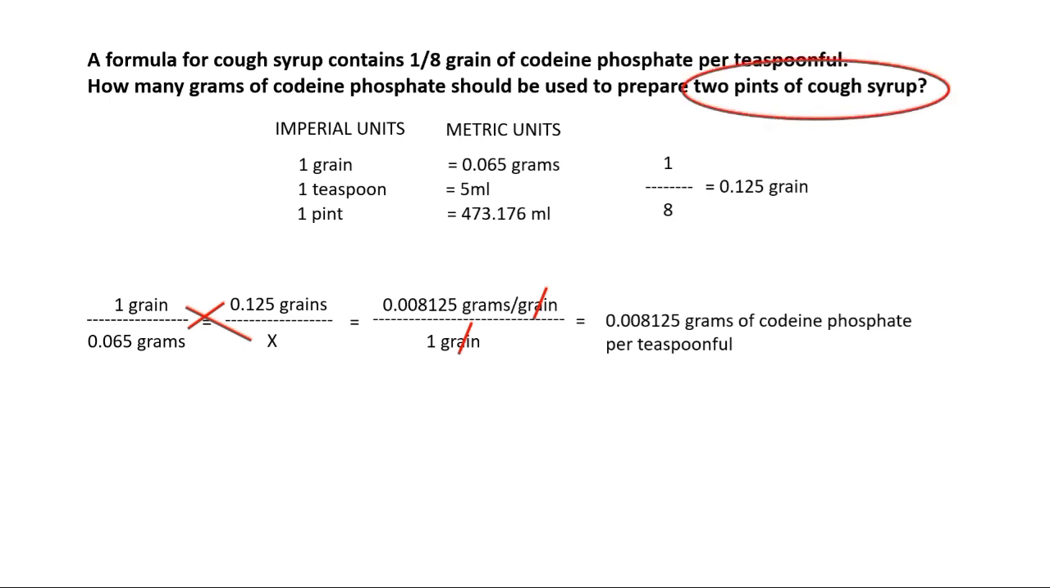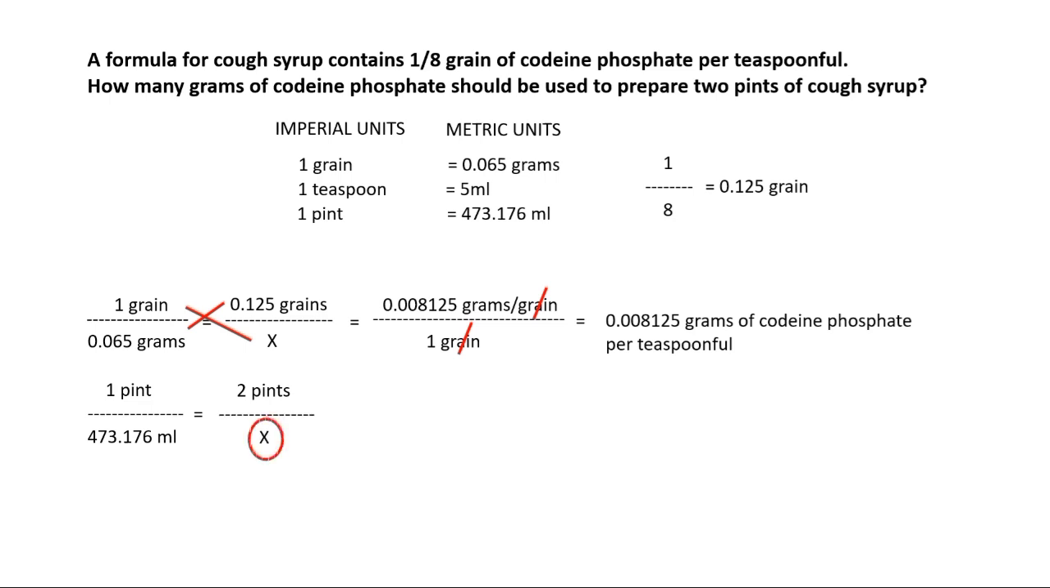Next, we are asked to prepare 2 pints of cough syrup, but how many milliliters is 2 pints? Let's find out by setting up a ratio and proportion. 1 pint is to 473.176 milliliters as 2 pints is to x. This x will represent the equivalent volume in milliliters of 2 pints of cough syrup. Let's cross-multiply. 473.176 milliliters times 2 pints equals 946.352 milliliters.